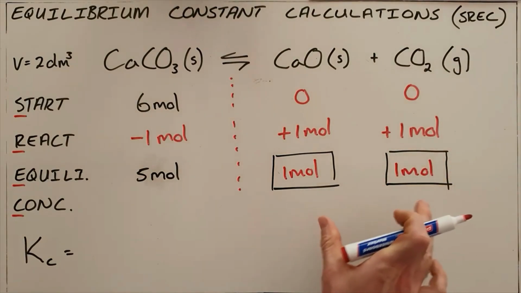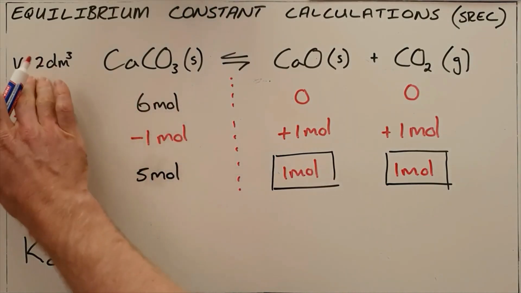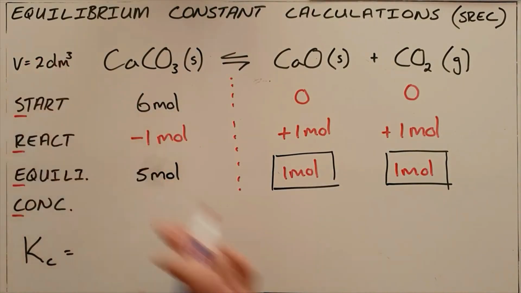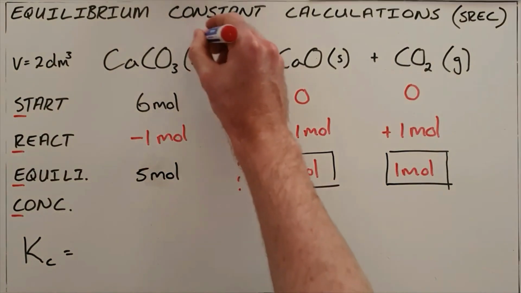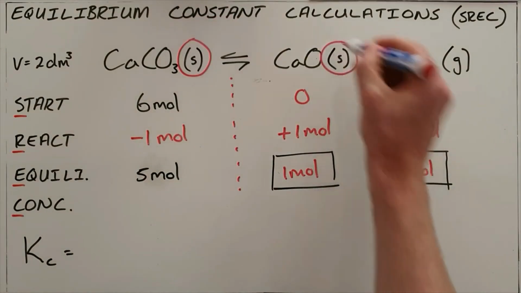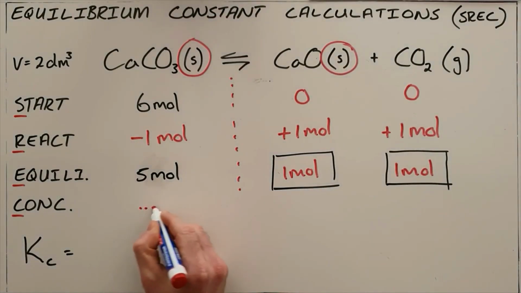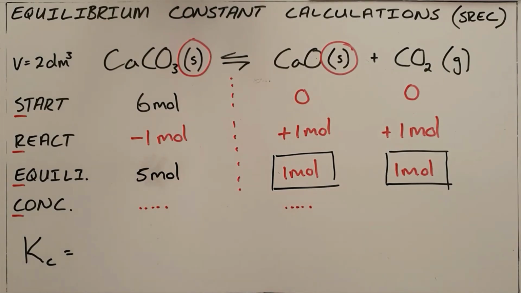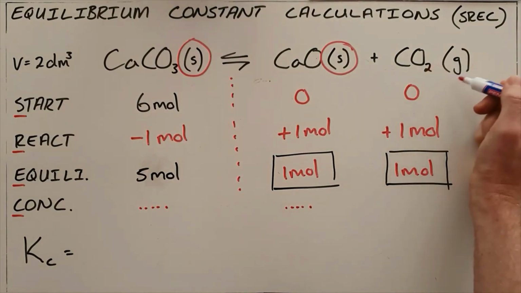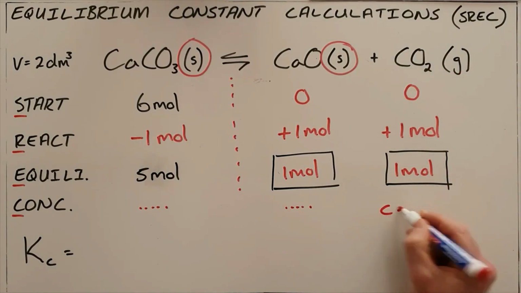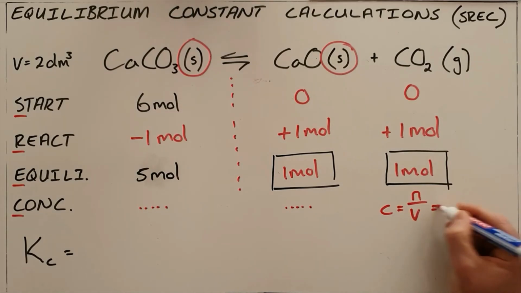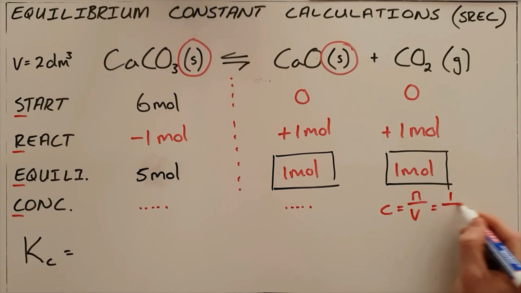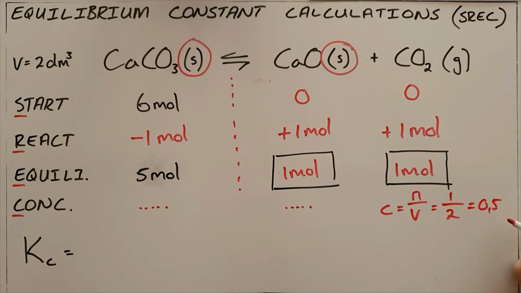And then the last point here was that the question asked, if the volume of the container is 2 cubic decimeters, what is the concentration of each of these? And the first thing to notice here is that calcium carbonate and calcium oxide are solids, and therefore they do not have concentrations, and their concentrations do not change. The only substance that is a gas that has a concentration is carbon dioxide. We know concentration is number of moles over the volume. We've just calculated number of moles is 1, volume is 2, concentration is 0.5 moles per cubic decimeter.